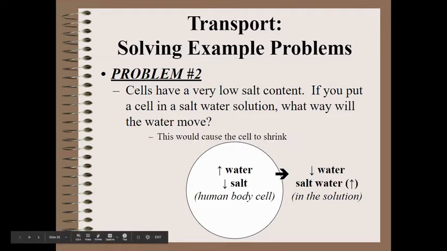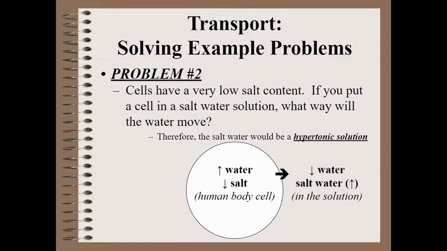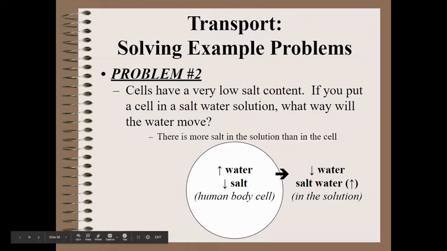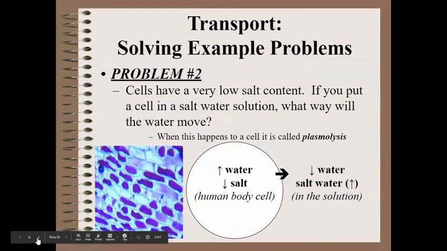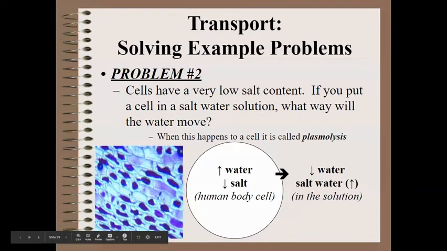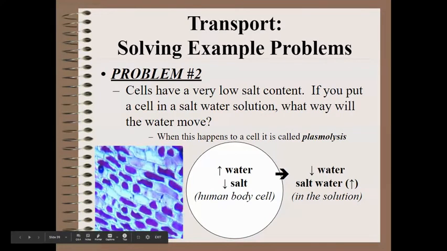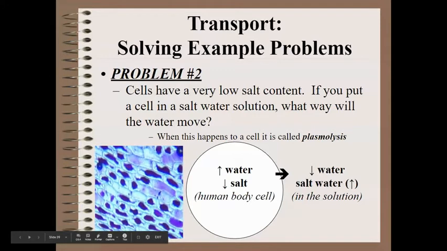This would cause the cell to shrink. If it's losing water, the cell will shrink. Therefore, the salt water would be a hypertonic solution. The salt water has high solute concentration and it causes the cell to lose water. There's more salt in the solution than in the cell. When this happens to a cell, it's called plasmolysis. Basically, it causes the cell to dehydrate.